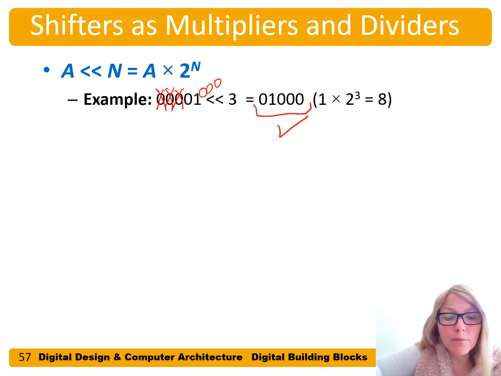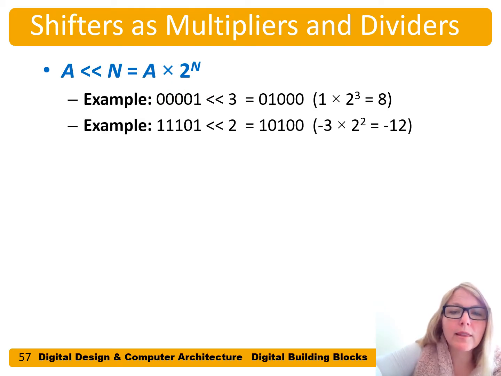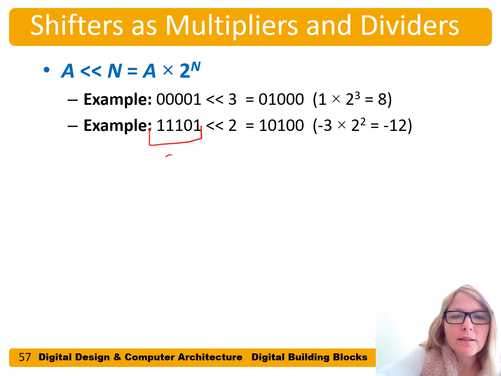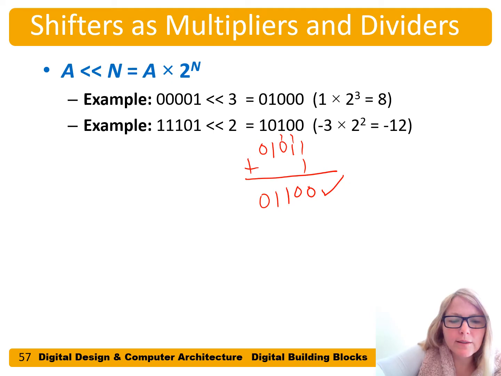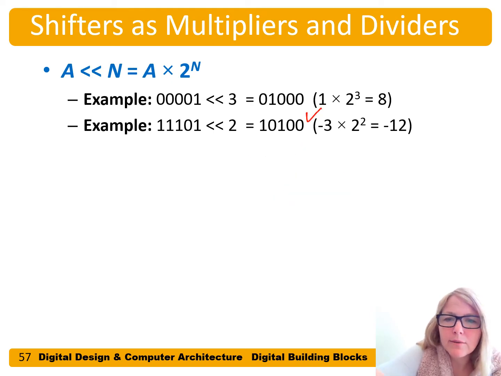And this works for positive and negative numbers. So let's suppose we started with -3, and we shift it left by 2. We expect that to be -3 times 2 to the 2, -3 times 4. We get -12. Shift this left by 2. Those fall off. We put zeros on the right. We get 1 0 1 0 0. And in fact, this is -12. We could take the 2's complement to make sure the magnitude is 12. We know it's negative. And so invert the bits, add 1. Yep, the magnitude is 12 and it was negative. So in fact, we get our -12.